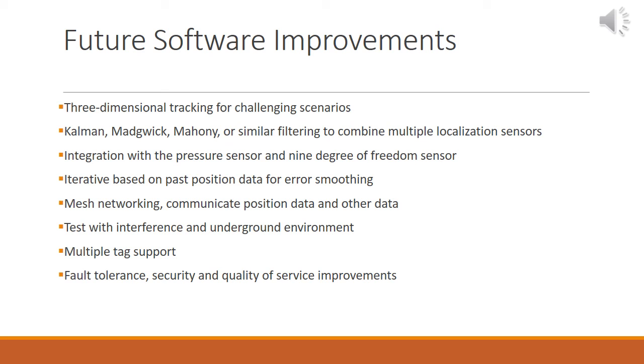You could test with interference, and I need to test with interference in an underground environment. So far, that has not been tested. Multiple tag support. Obviously, this would need to support more than just one tag, and the hardware is capable, but the software doesn't take that into consideration yet. And fault tolerance. There's no fault tolerance written in right now. There's no security written in, and quality of service would need to be added for a real system.